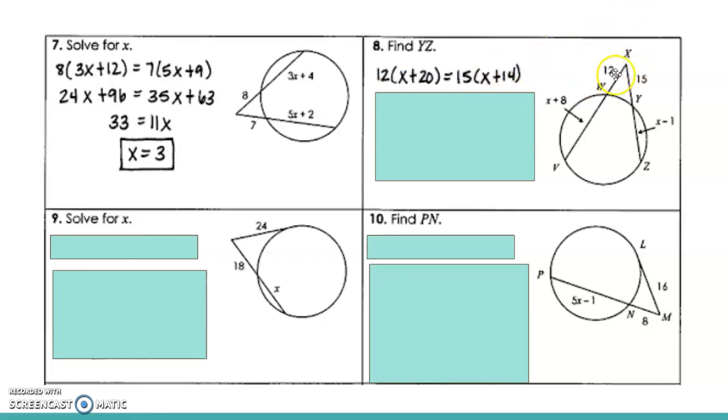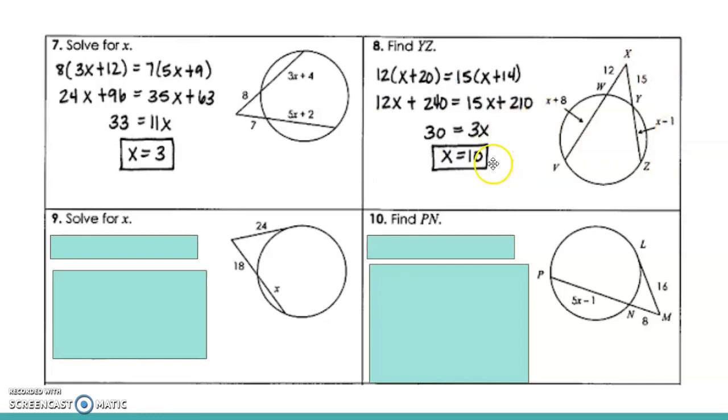So the little piece times the entire thing, 8 plus 12 is how we got that 20, is equal to 15 times the quantity x plus 14, so 15 minus 1 is 14. When we solve, we get that x equals 10. And then for this one, if we want to find yz, 10 minus 1 would be 9. So our final answer for number 8 should be 9.